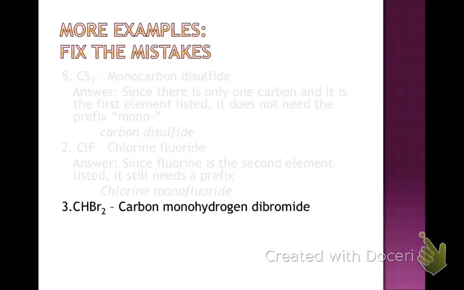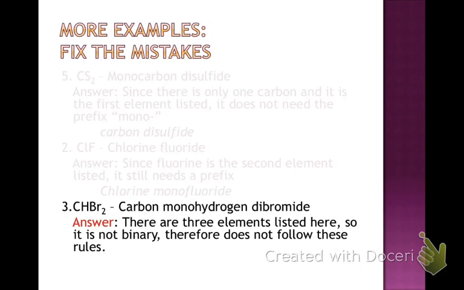And the next example, this should be example 7, not 3. So CHBr2, carbon monohydrogen dibromide. These rules only apply to binary covalent compounds. There's actually 3 different elements listed there, and we will name that differently later on. Since this is not a binary, meaning that there's not only two elements listed, it doesn't follow our rules.